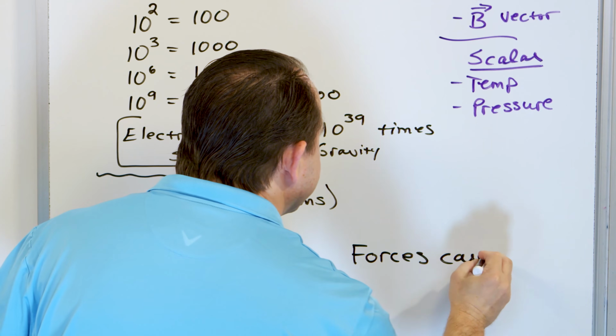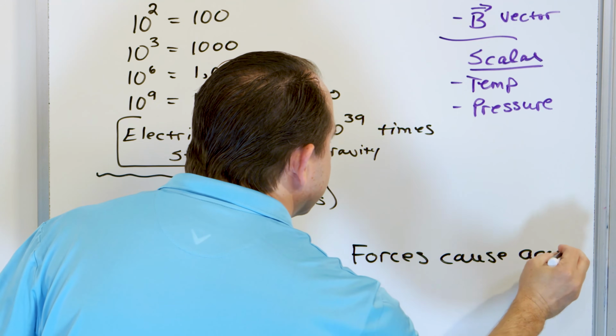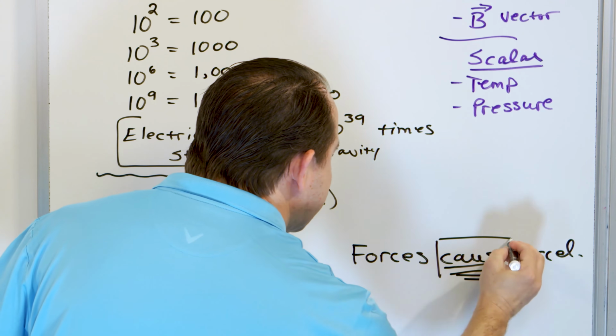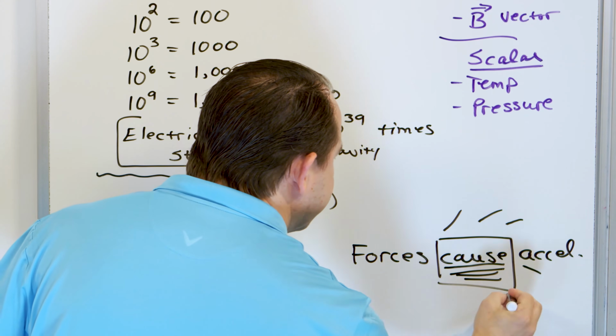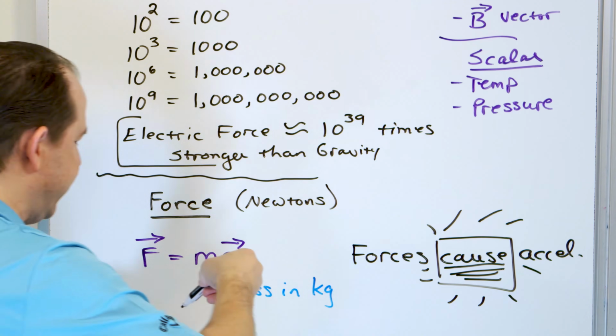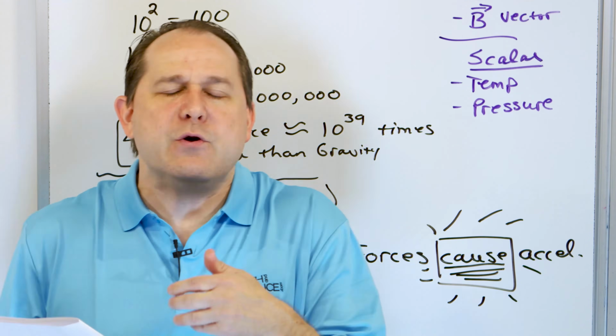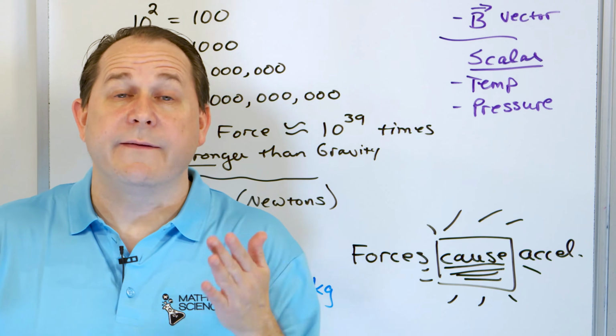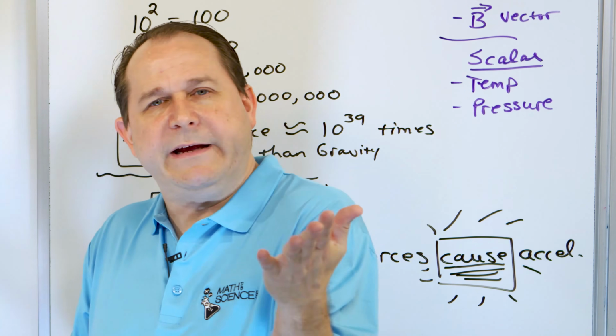So another way of writing in words what this equation actually means is that forces cause acceleration. They cause acceleration. I'm going to underline this. I'm going to box it. I'm going to put little smiley face suns around it. They cause acceleration. If you have no forces, then you have no acceleration. And that means acceleration is when you increase speed or decrease speed.